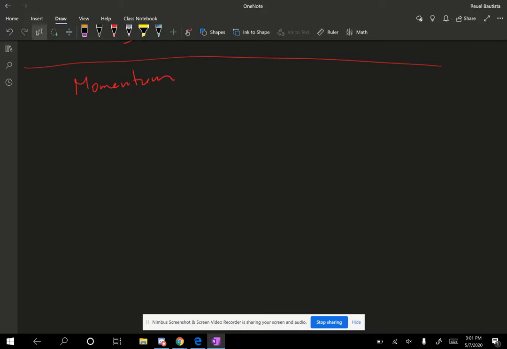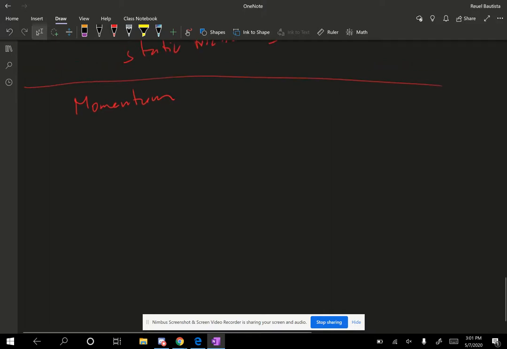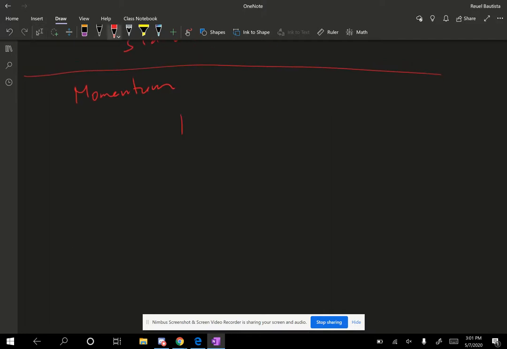So that's the idea of momentum. Momentum is mass times velocity. The concept of mass and velocity affects momentum. The bigger the mass, the bigger the momentum. The bigger the velocity, the bigger the momentum. So that's the basics of linear momentum.